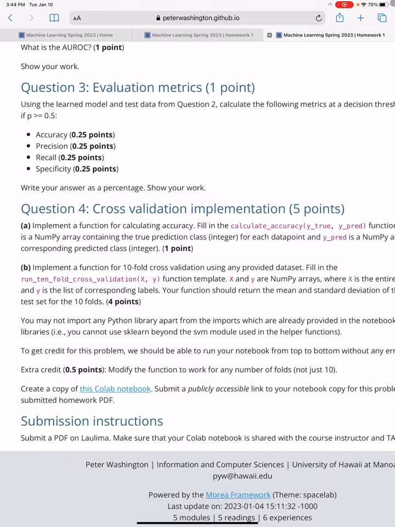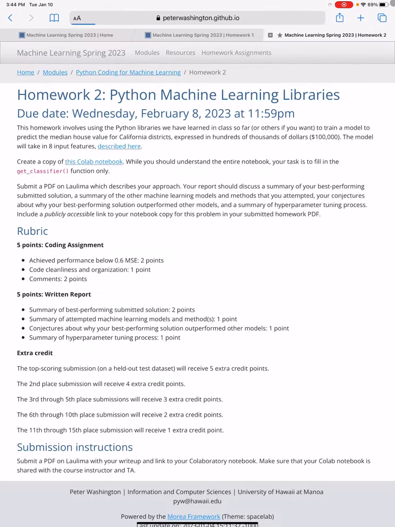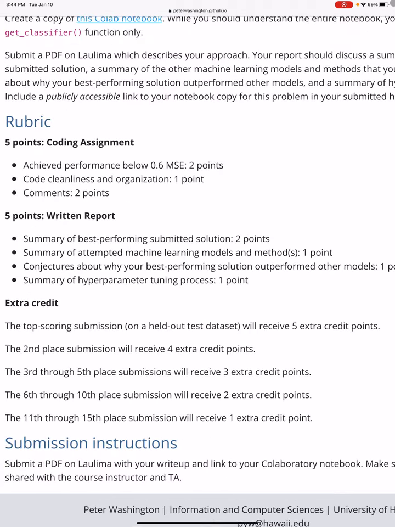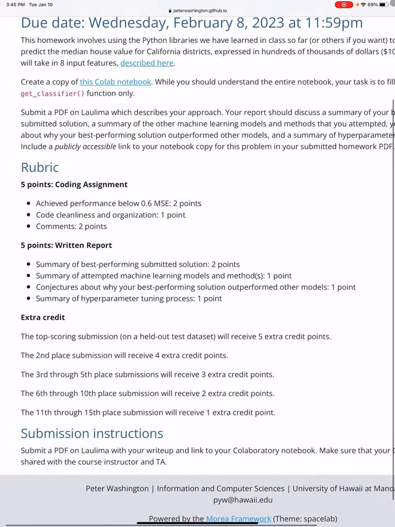You're allowed to collaborate, but don't copy. Homework 2 is going to be a little different. It's all coding, and there's a little contest at the end where it's all about having the best performing model. So if you hit a certain threshold of performance, you get the full credit. The top scoring submission gets 5 extra credit points out of 10. So that's like 3.5% of your grade.